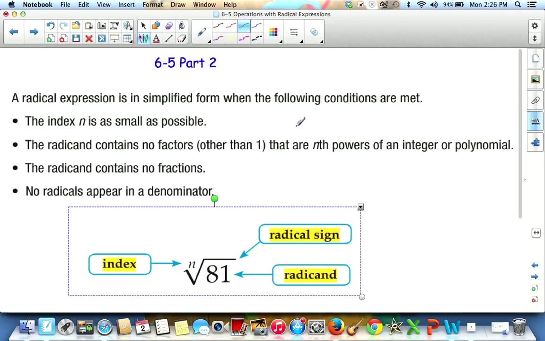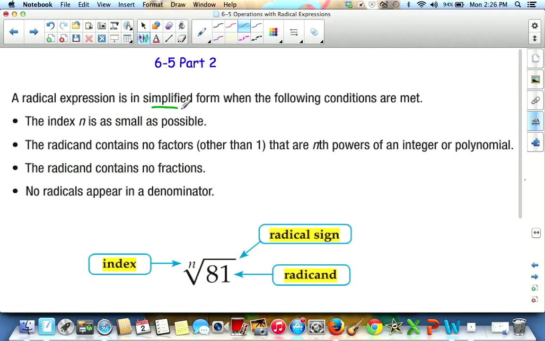One thing to keep in mind when you're simplifying, or when a radical is in simplified form, the following conditions are met. So n is as small as possible, okay? The smallest n that you can have. The radicand, which is inside your little radical sign, has no factors other than 1 that are the nth power of the integer or polynomial.